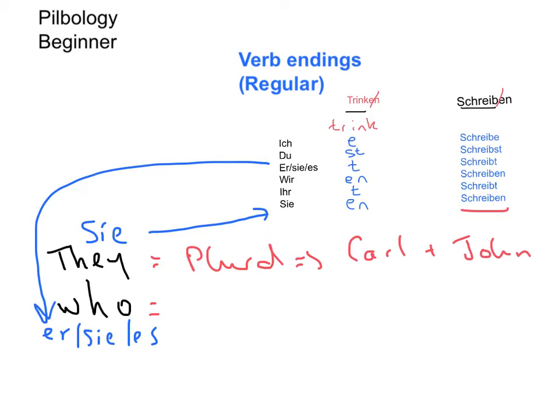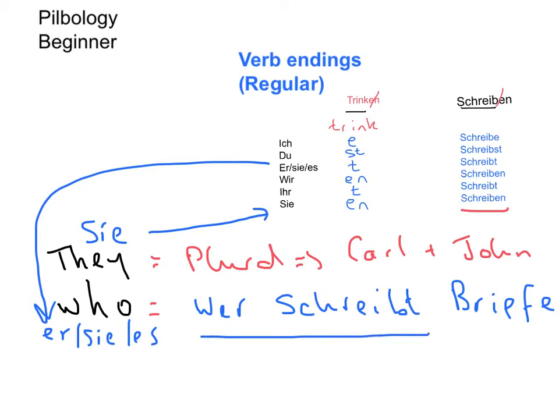Okay? So, for example, if I want to say who writes letters, I would have to say, wer schreibt, and the word for letters in German is Briefe. Okay? The important thing being, wer schreibt.